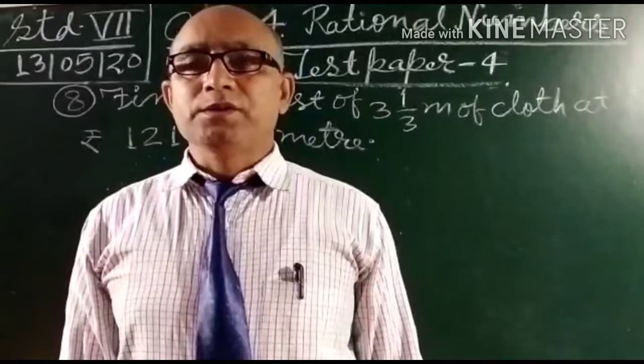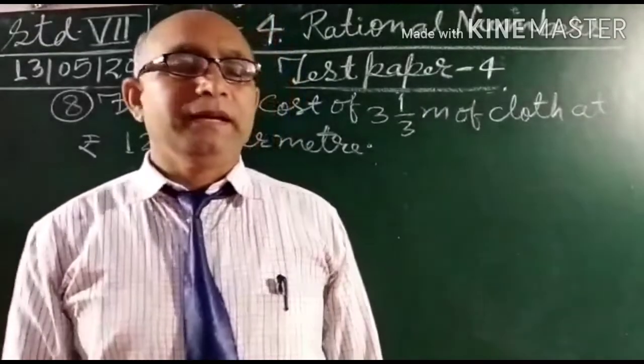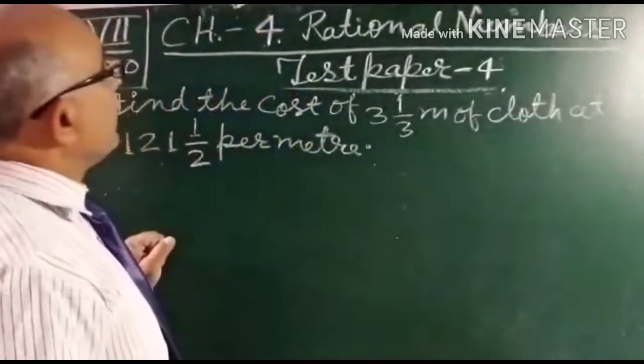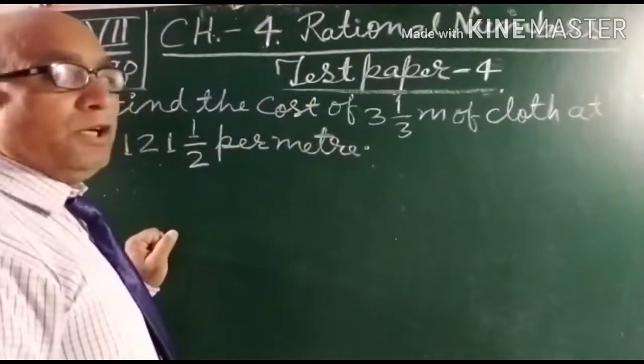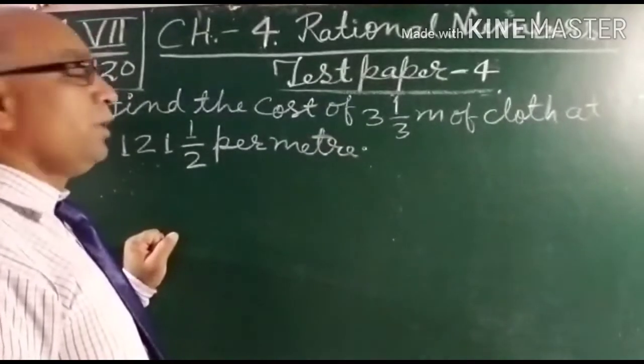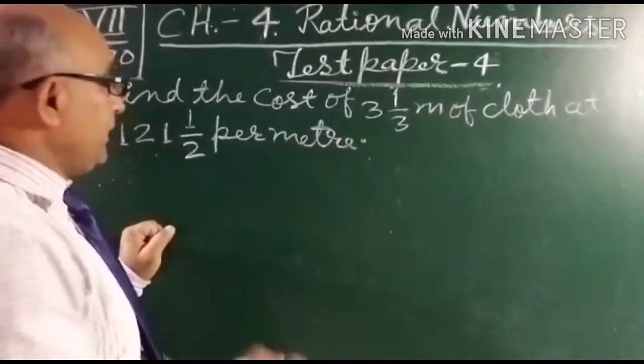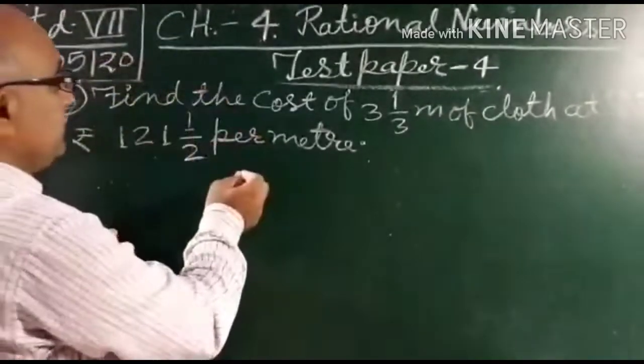Students, next question, write on this board, question number 8. Find the cost of 3 whole 1 by 3 meter of cloth at rupees 121 whole 1 by 2 per meter. Question number 8.